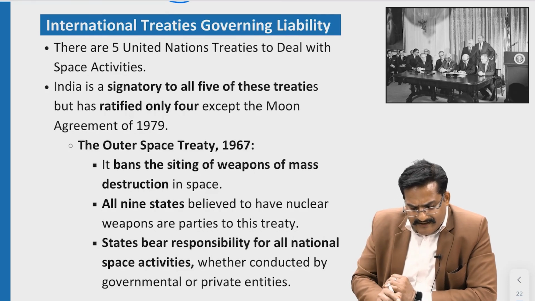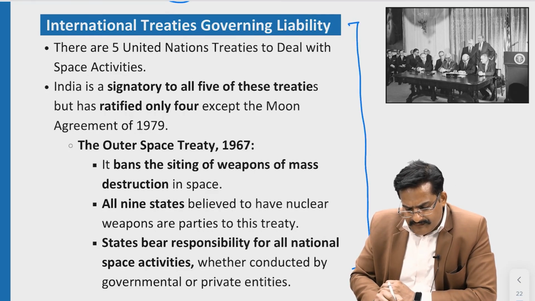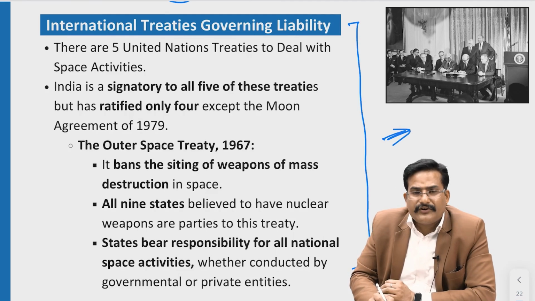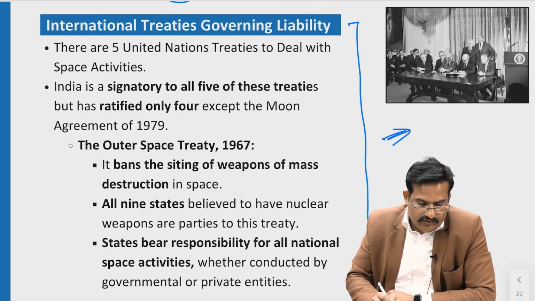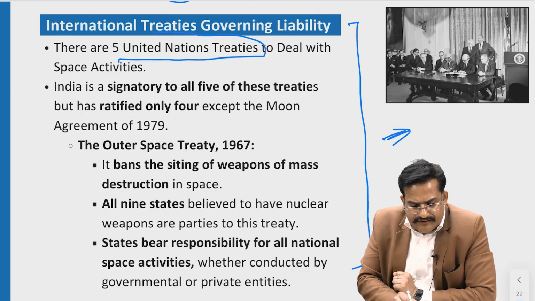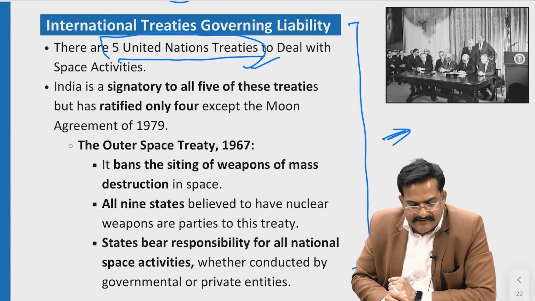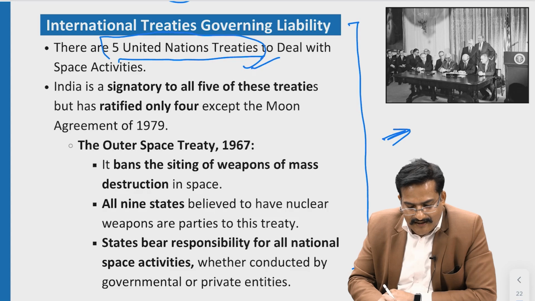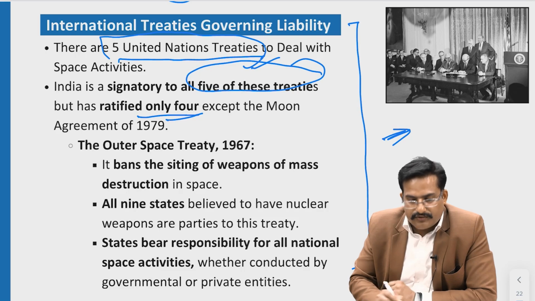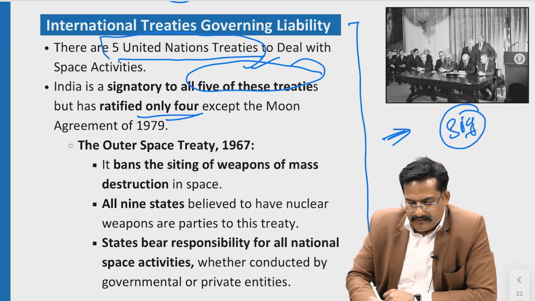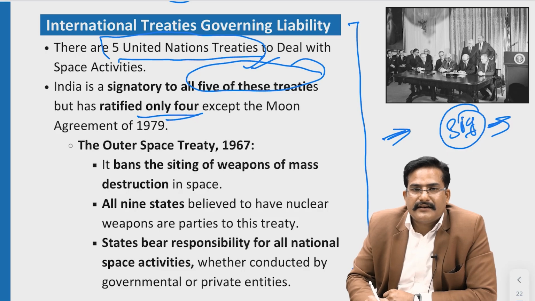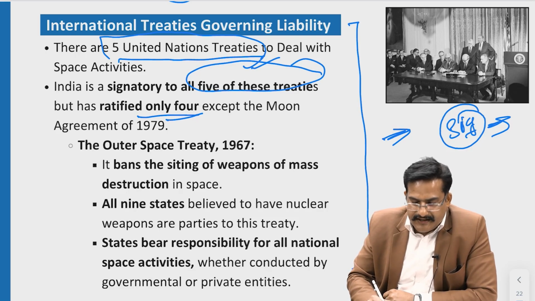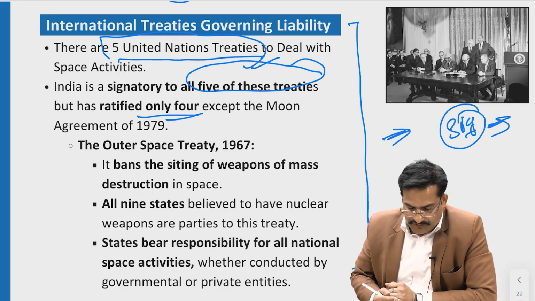Now, very important are the various treaties, which are again very important from the prelims point of view. Let us try to understand the various treaties that deal with space debris. There are largely 5 United Nations treaties dealing with space activities. What are these? But you will have to be very careful: India is a signatory to all 5 treaties but has ratified only 4, meaning we have signed in principle but have not implemented it, right? The last one, the Moon Treaty, we have signed but not ratified. We will discuss it in a few seconds, right?